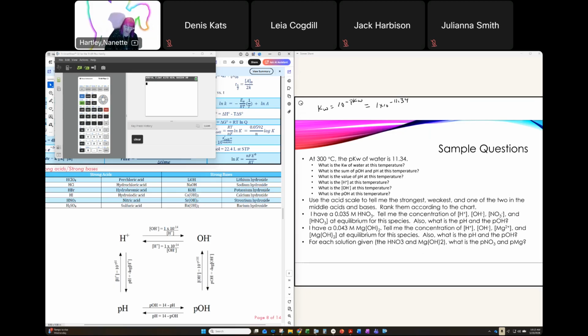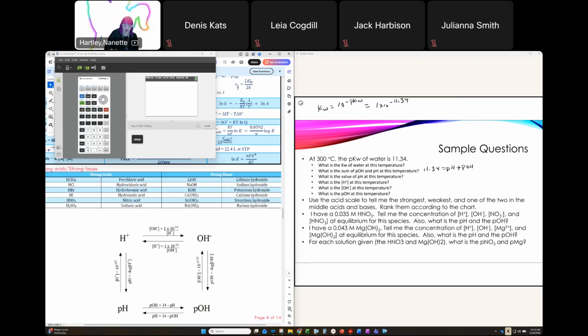The sum of the pH and the pOH at that temperature is going to be equal to that 11.34. Because again, we have that 11.34 is equal to pH plus pOH. It works exactly the same way as it does when the value is 14. So that's what that sum would be.